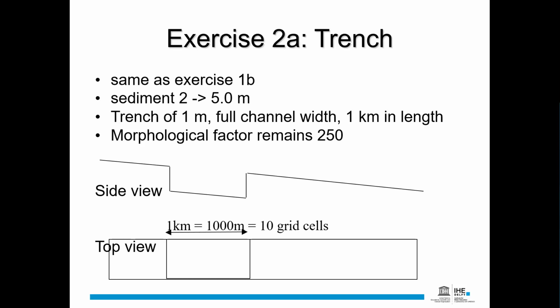To do that, we want to start with exercise 1B, dig a trench of 1 meter deep with 1 kilometer length there, and still run a morphological model with the morphological factor of 250. So in this figure down here, you can see the side view of our new model, so a trench inside the bed. And if we look at the top view, this is the place that we want to dig for 1 meter. Of course, I will show you how to do this in Quickin.